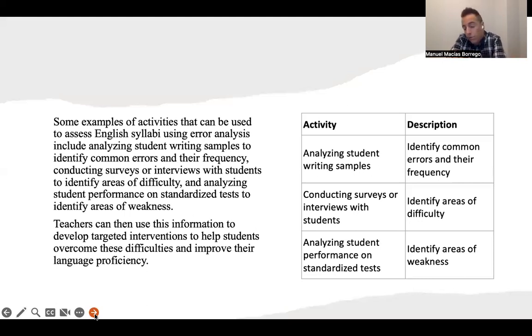Teachers can then use this information to develop targeted interventions to help students overcome these difficulties and improve their language proficiency. In this table, I leave you with some activities and their descriptions that can be used within classroom interventions: analyzing students' writing samples, conducting surveys, and analyzing performance on standardized tests. These serve different purposes and different uses in the didactic approach to error analysis.